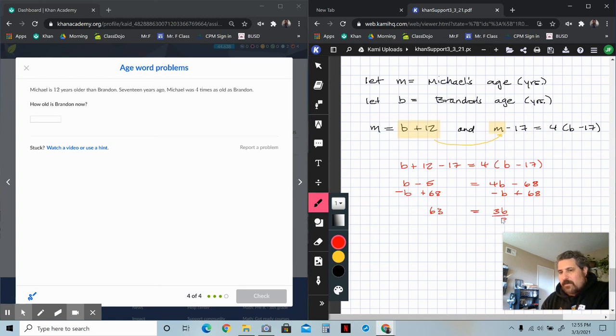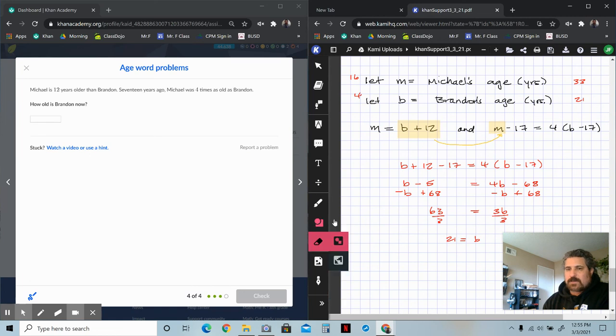Solve for b, divide both sides by 3, and we can clearly see that Brandon's age is going to be 21. Okay, so that means that Brandon is 21 years old currently, which means that Michael is going to be 12 plus 21, or 33 currently. And 17 years in the past, that means that Michael would have been 16 years old, and Brandon would have been 21 minus 17, which is 4 years old. So Michael would have been 4 times as old as Brandon, right? So it all works. The story makes sense now.